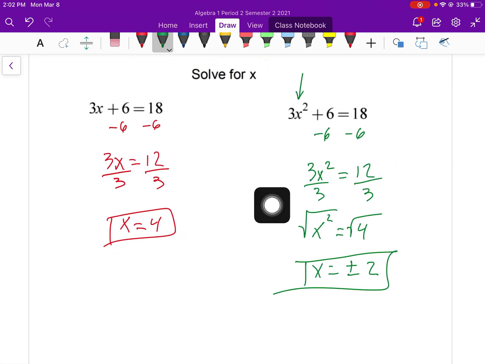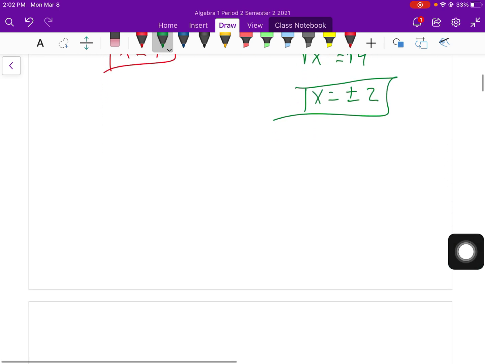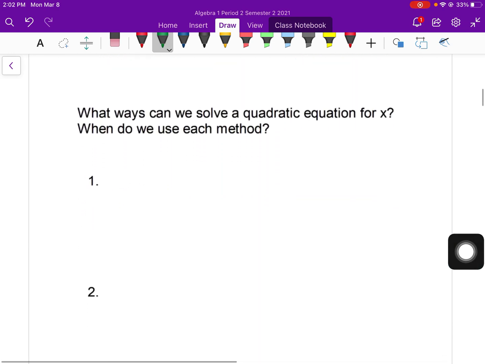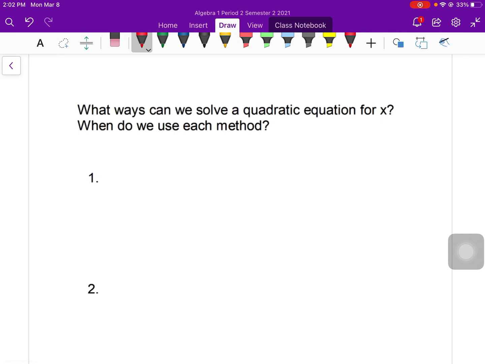Okay, this is something we've done before, and this is kind of what most of today's notes are going to be about. So the two ways that we have for solving quadratic equations. We can solve by factoring. We can solve by square rooting, we'll say.